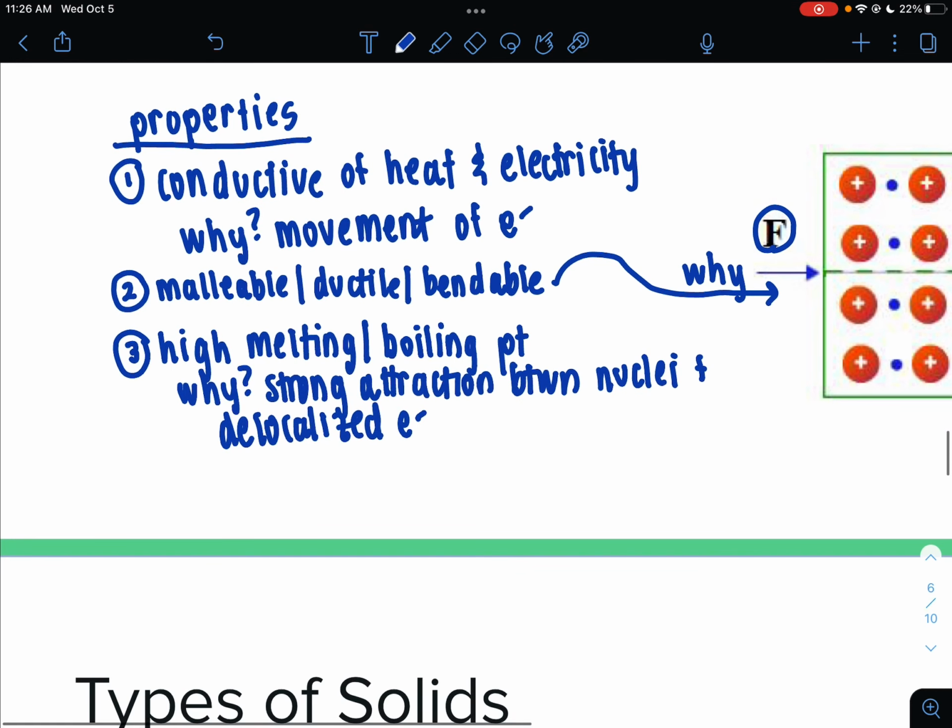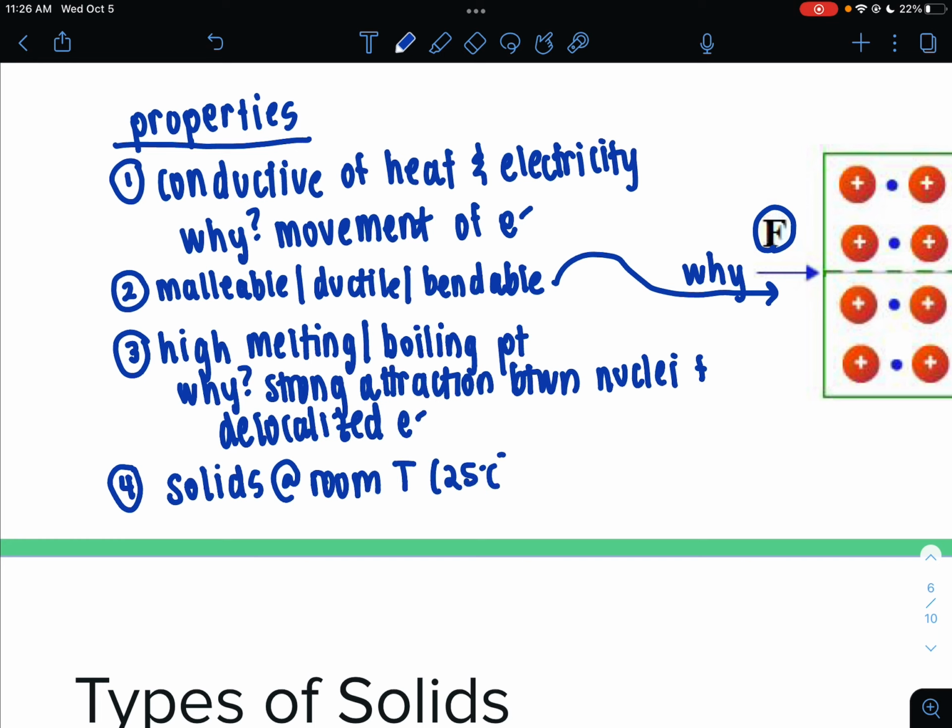And your last thing about them, almost all of them are solids at room temperature. And in case you're wondering, room temperature is 25 degrees Celsius. The notable exception is mercury. It is a liquid metal. And again, your why, you're held together by actual bonds. So the strong attraction of metallic bonds.